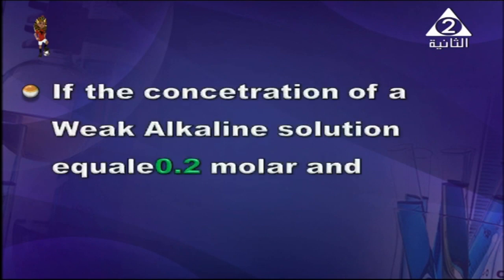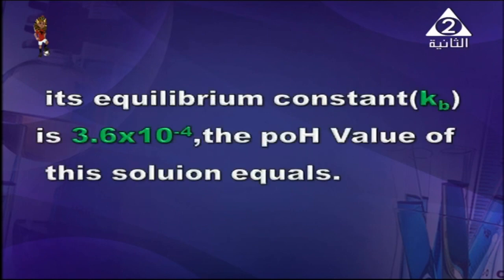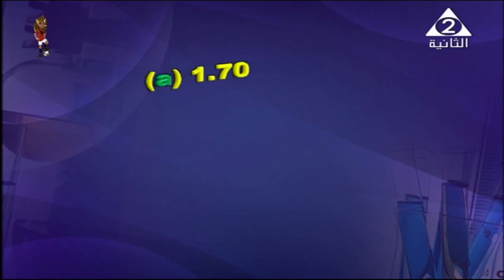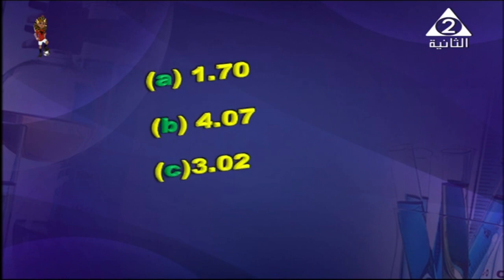Choose here, you must answer this. It's a problem, yeah. If the concentration of the weak alkaline solution equals 0.2 molar and the equilibrium constant Kb is 3.6 × 10 power negative 4, now the pOH value of this solution equals what? Do I choose anything? No. Read and answer first. 1.70 or 4.07 or 3.02 or 2.07.